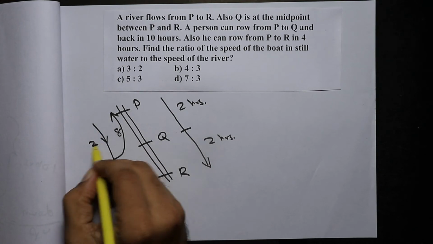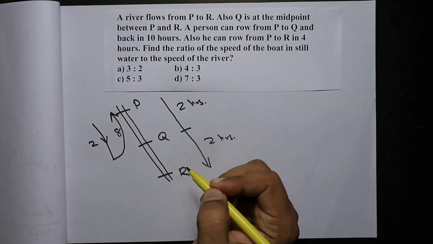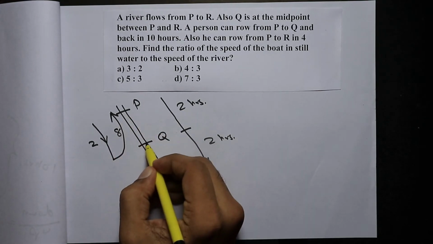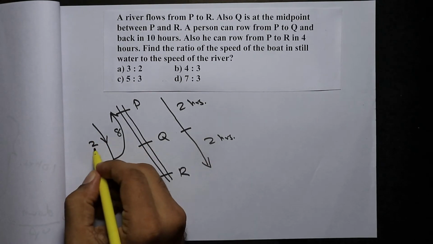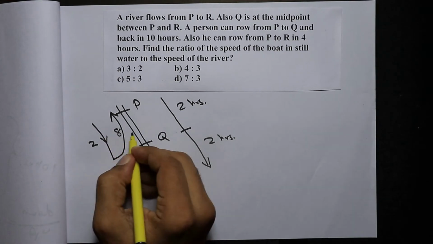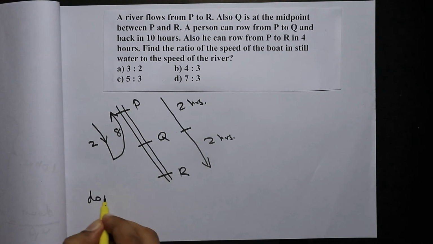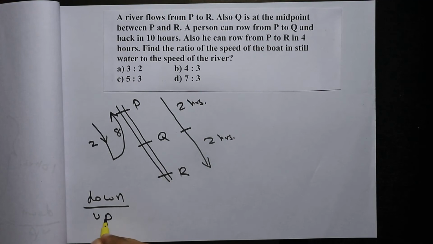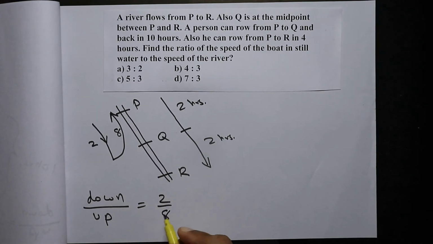From P to Q is 2 hours, so the remaining journey has to be 8 hours because it should add up to 10. Now we have all the information. Look at the distance from P to Q. When you are downstreaming, the time required is 2 hours, and when you are upstreaming, the time required is 8 hours. So if you compare the time for downstreaming to the time for upstreaming, it is given as 2:8.